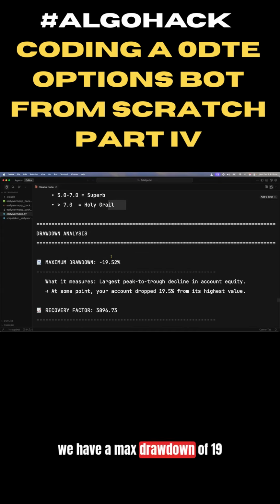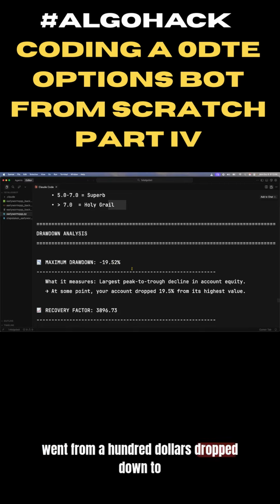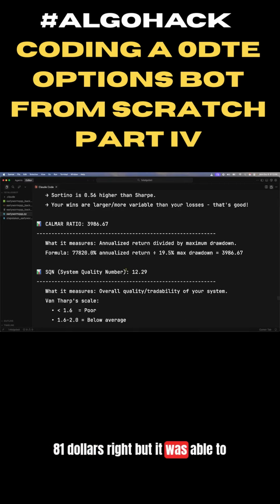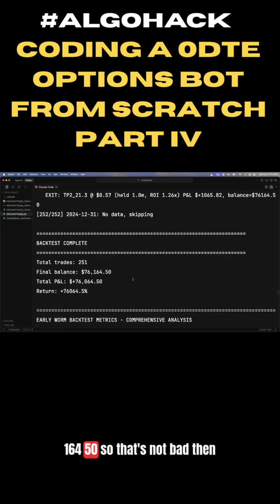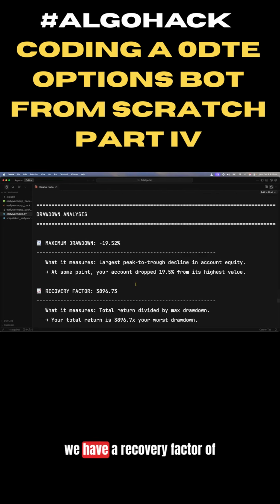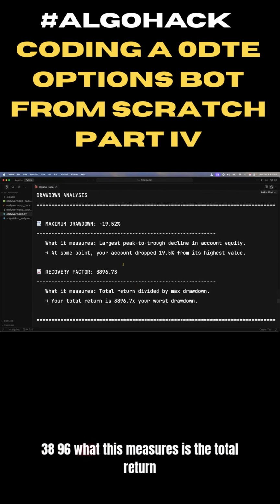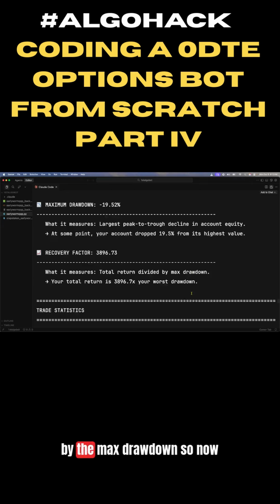We have a max drawdown of 19.52. So at one point in time, the strategy went from $100 and dropped down to $81, right? But it was able to rally to 76,000. What was that? 76,164.50. So that's not bad. Then we have a recovery factor of 38.96. What this measures is the total return divided by the max drawdown.